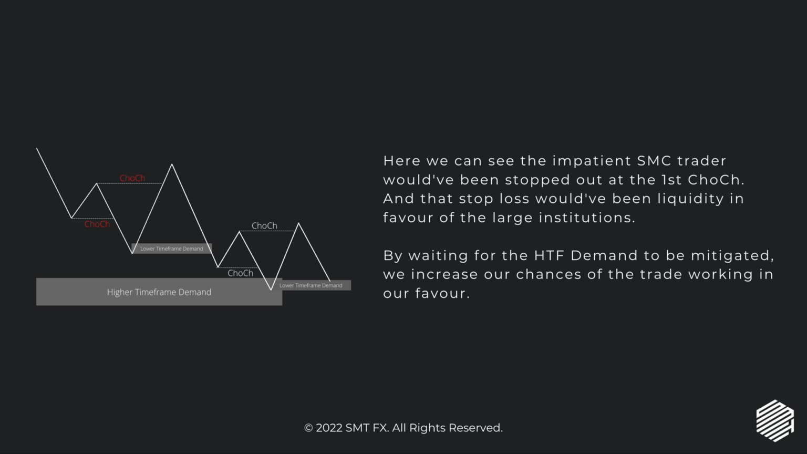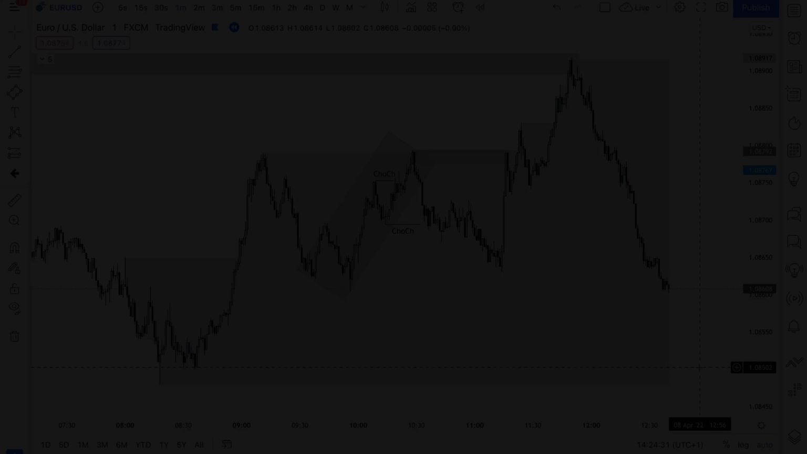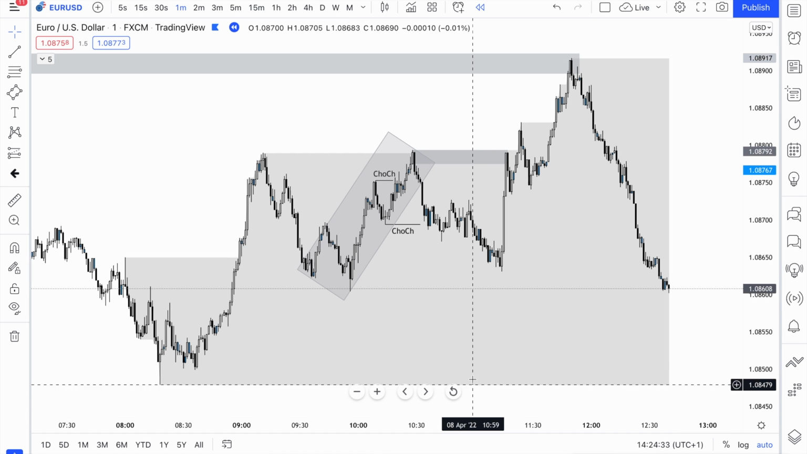So here we can see the impatient SMC trader would have been stopped out of the first CHoCH. Now as you can see to the left, we've still got the same CHoCH entry model that we had in the previous slide, and we've got a higher time frame demand zone further below. By waiting for the higher time frame demand to be mitigated, we increase our chances of the trade working in our favour. So here's an example of a CHoCH that didn't work.